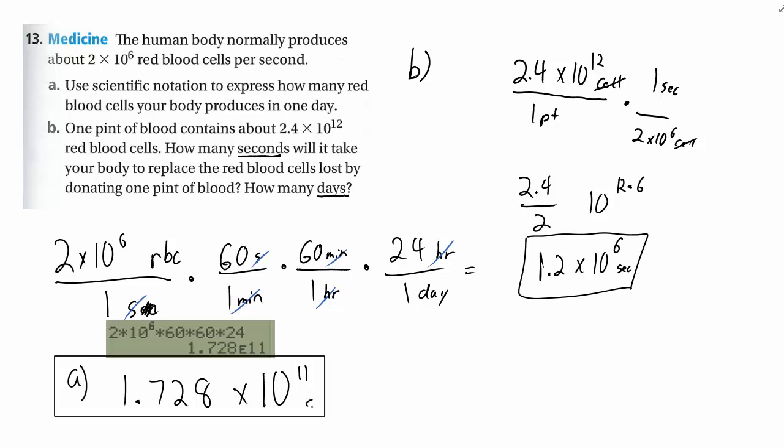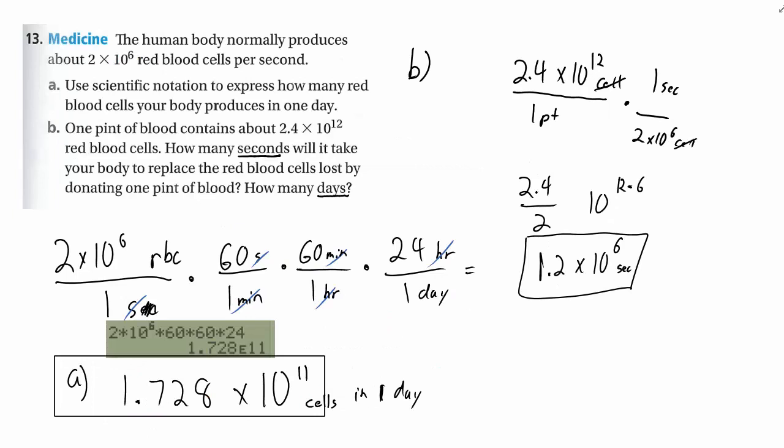So this one was not seconds. This is the cells produced in 1 day, for the previous answer. This is how many seconds it takes to replace the required, asked amount of cells.